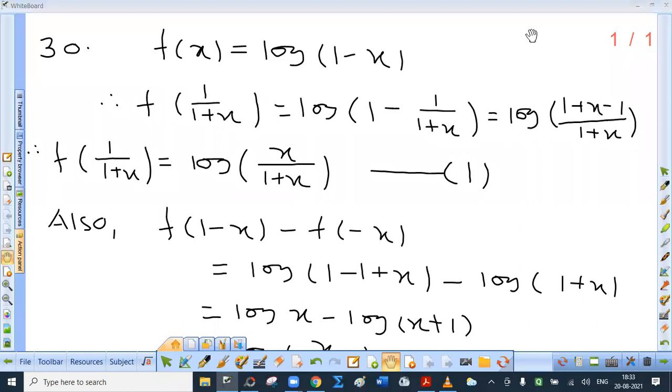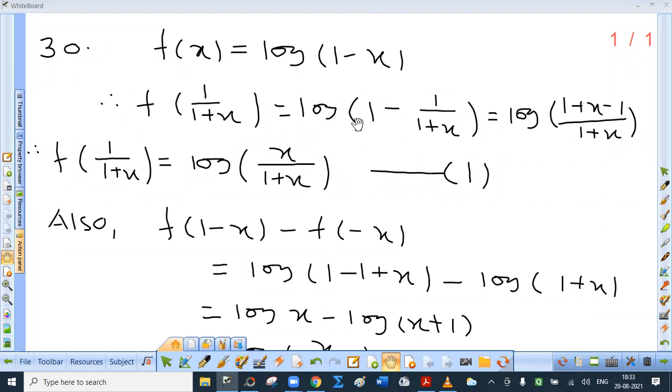Sum number 30, this is an important sum. f(x) is given to be log of (1 minus x). Show that f of 1 upon (1 plus x) is f of (1 minus x) minus f of (minus x). Now f(x) is given. What is f of 1 plus x? You have to use common sense. Whatever is written here, it is to be subtracted from 1. So log of 1 minus 1 upon (1 plus x).